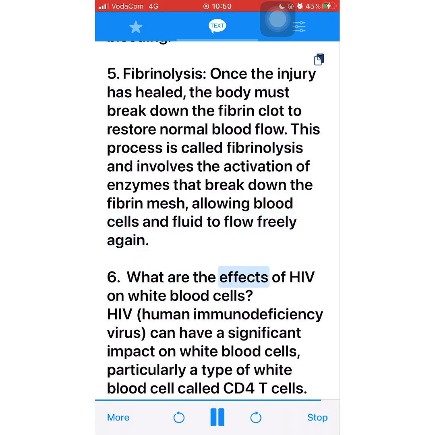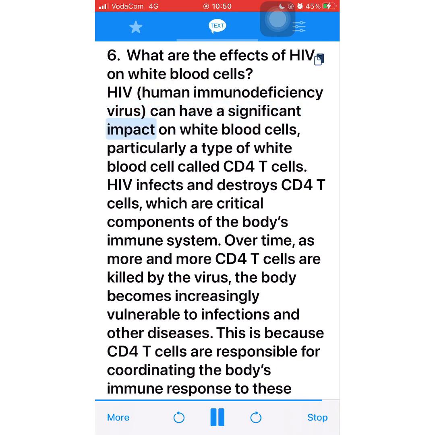6. What are the effects of HIV on white blood cells? HIV, human immunodeficiency virus, can have a significant impact on white blood cells, particularly a type of white blood cell called CD4 T cells. HIV infects and destroys CD4 T cells, which are critical components of the body's immune system.